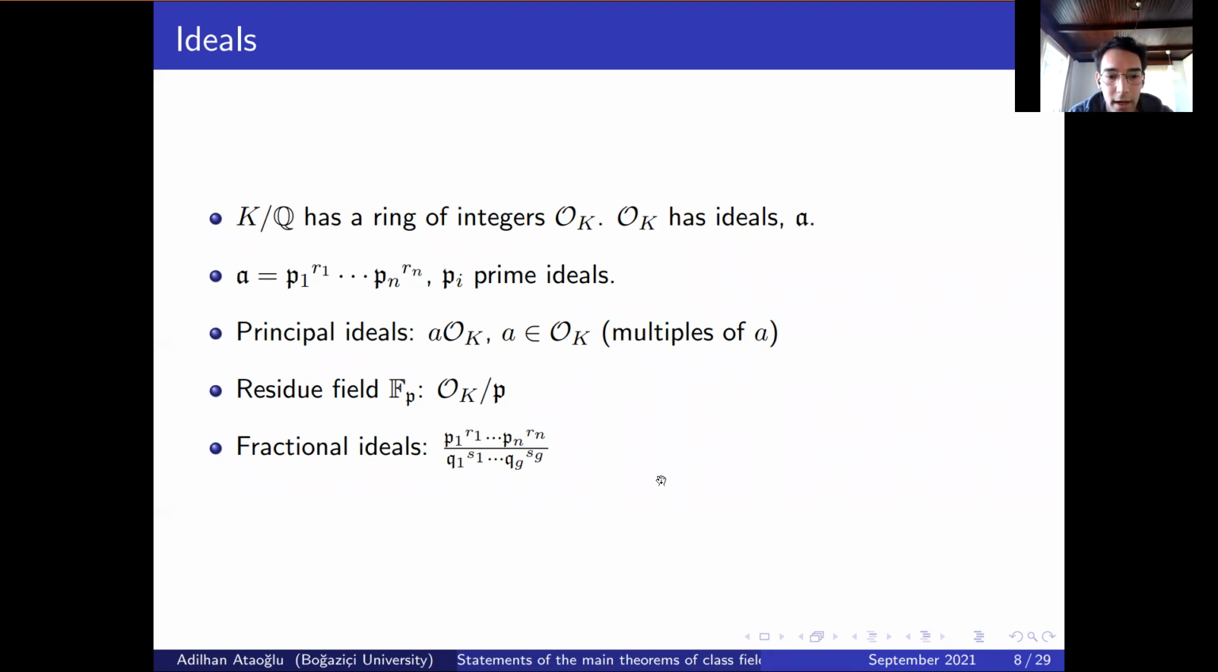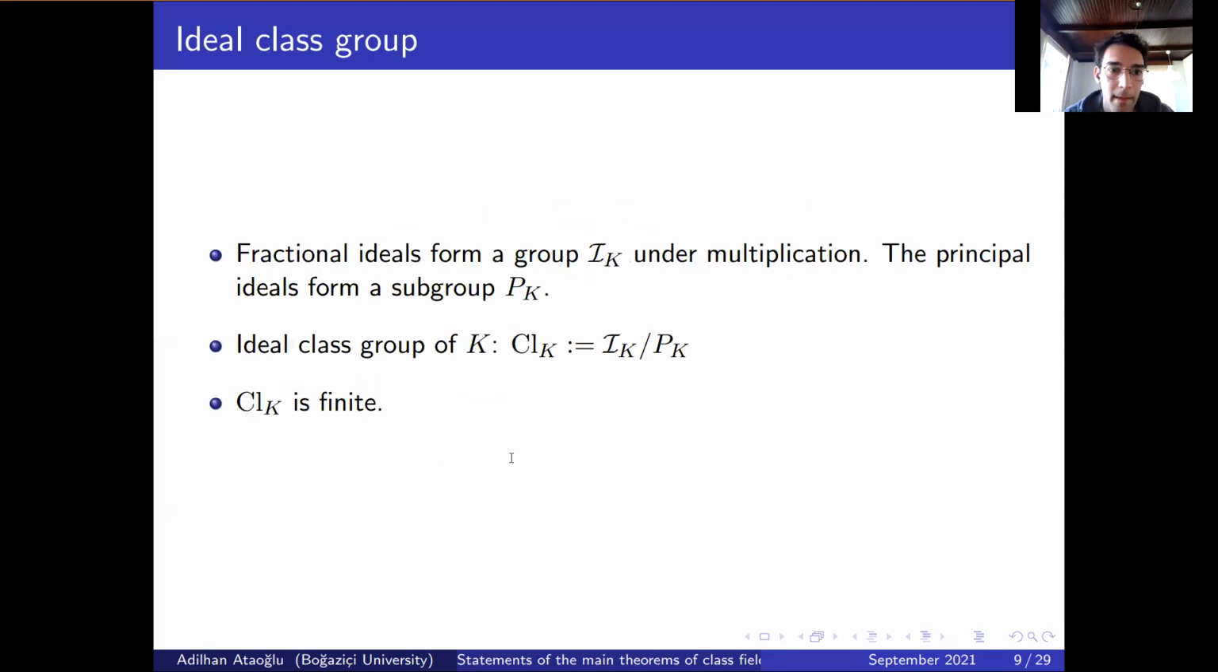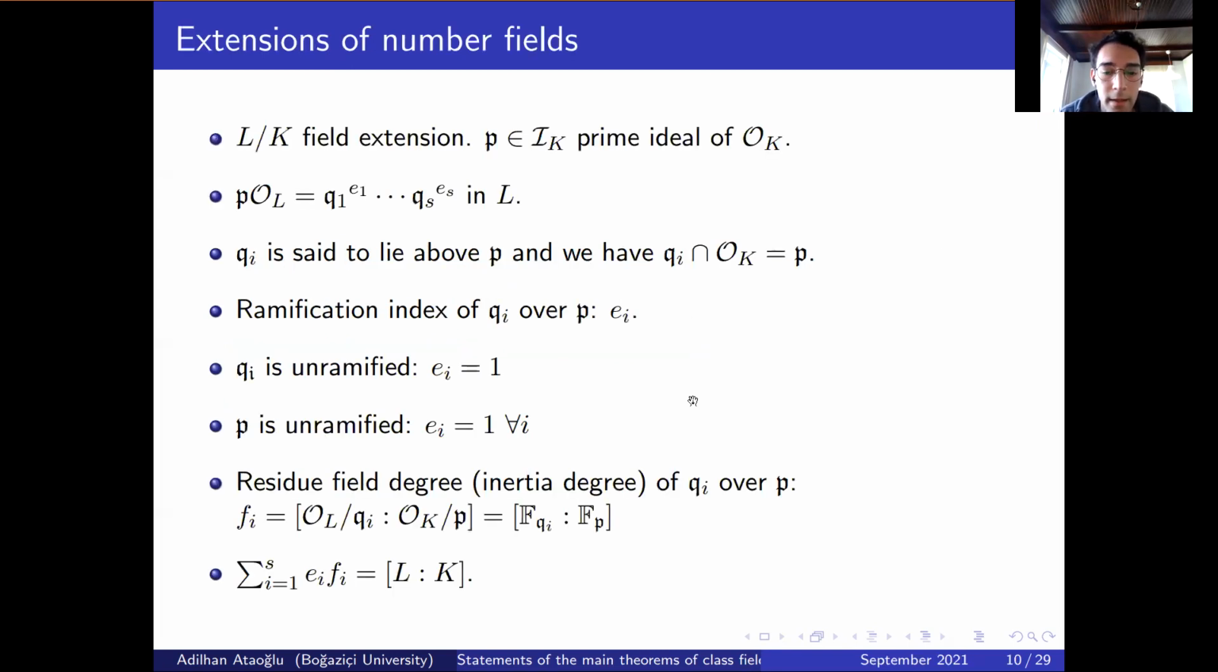And we extend the ideals into fractional ideals by taking their fractions. An ideal class group is this quotient. On the left-hand side, we have the group of ideals under multiplication of ideals. And on the right-hand side, we have a subgroup, which is the principal ideals. And this quotient, the ideal class group, is a finite group. Now we focus on the field extensions.